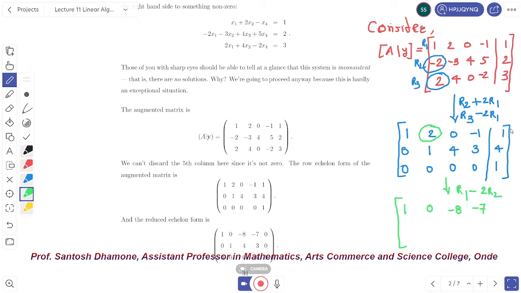Okay, now we proceed further. If we see the fourth equation of the row reduced echelon form, this is the third equation: 0x1, 0x2, 0x3, 0x4 is equal to 1. This is the last equation.